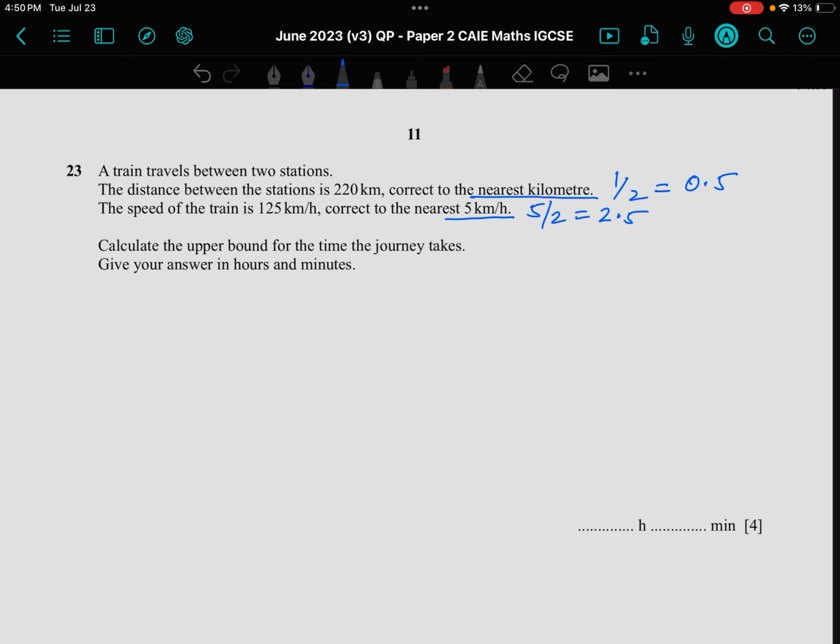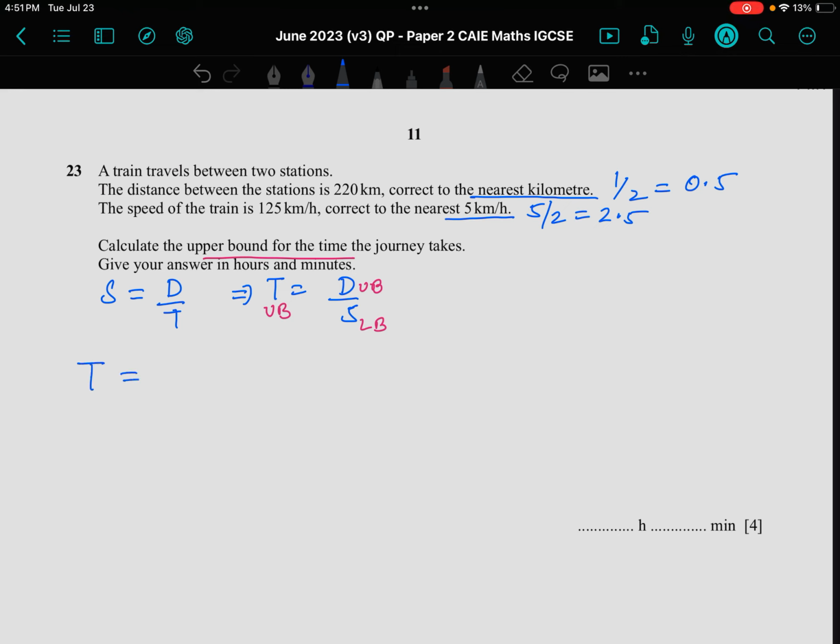Calculate the upper bound for the time the journey takes. Give your answer in hours and minutes. So speed is equals to distance upon time. It implies time is equals to distance upon speed. Okay, when I have to take the upper bound of time, so I will take upper bound of distance but lower bound of speed. This is the formula.